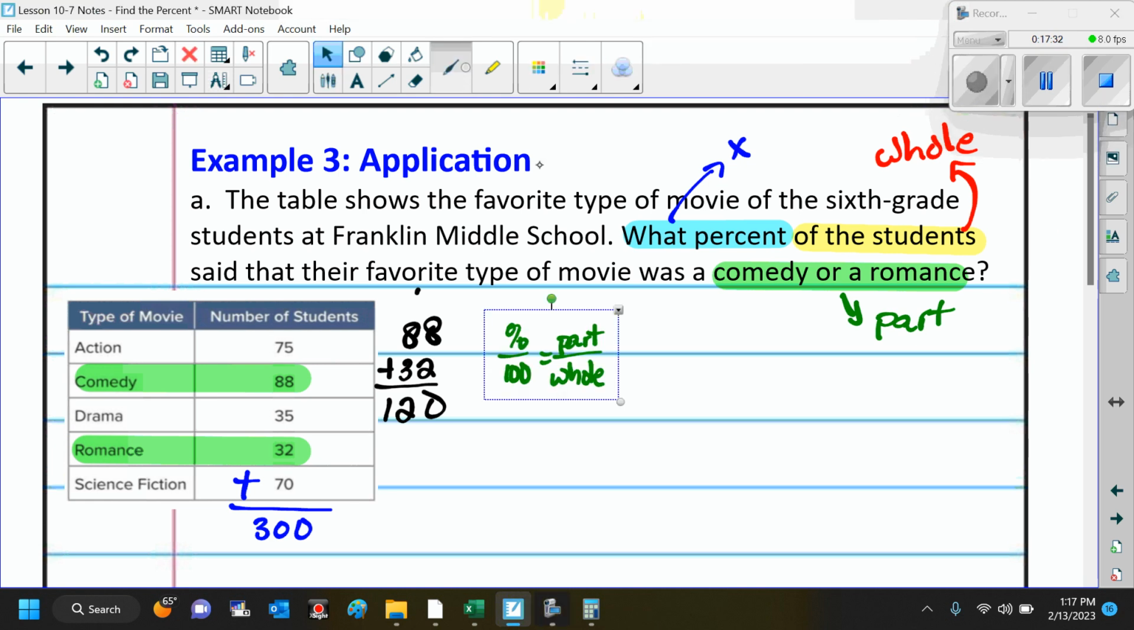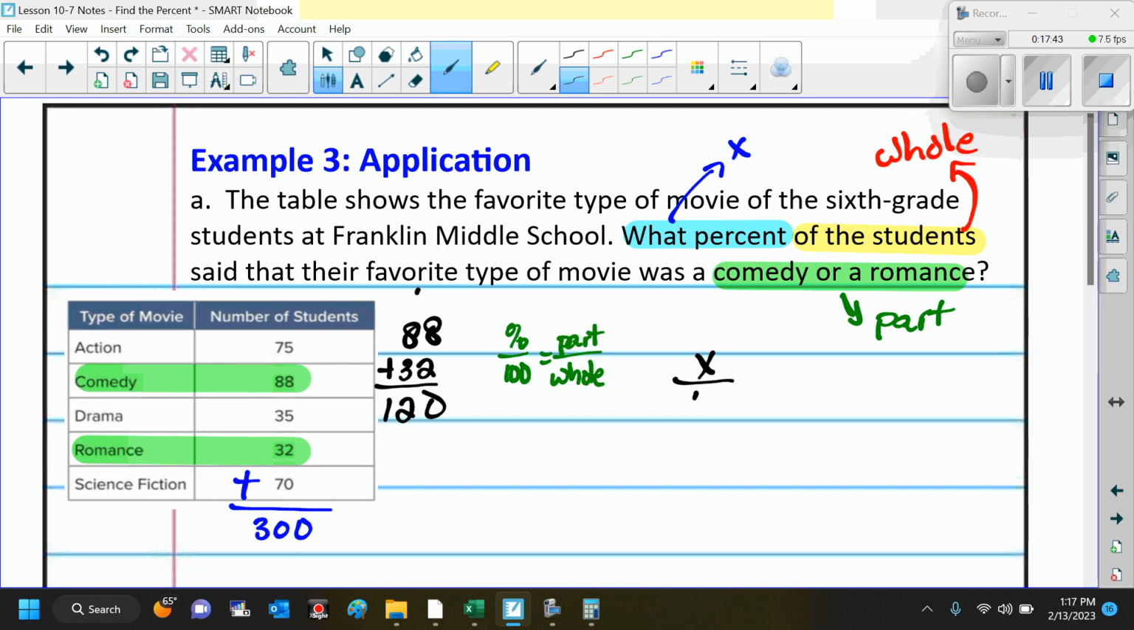So the first thing you want to do is write your formula. Percent over 100 is equal to part over whole. And now we can write our proportion. So percent, that's what we're looking for, so that's x over 100 is equal to the part, which is the 120, and the whole, which is all of the 6th graders, that's 300. And now we can cross multiply. So let's do it. We cross multiply.